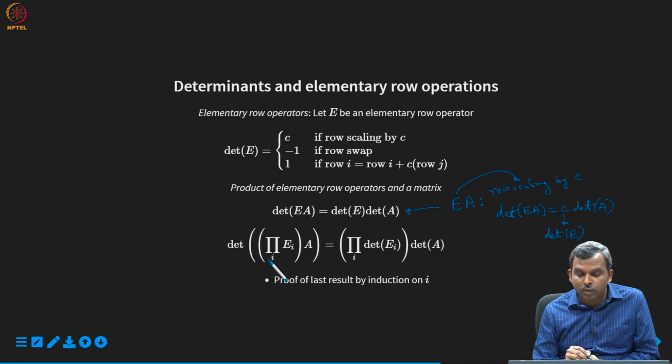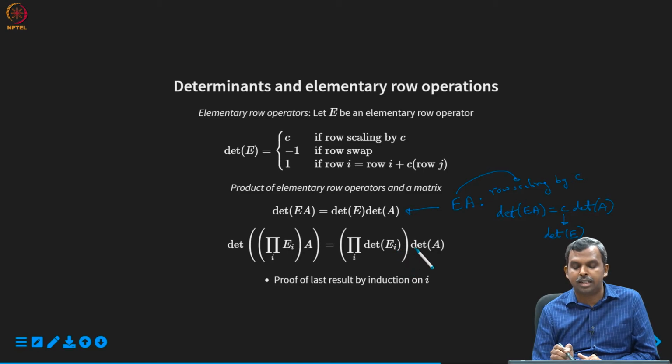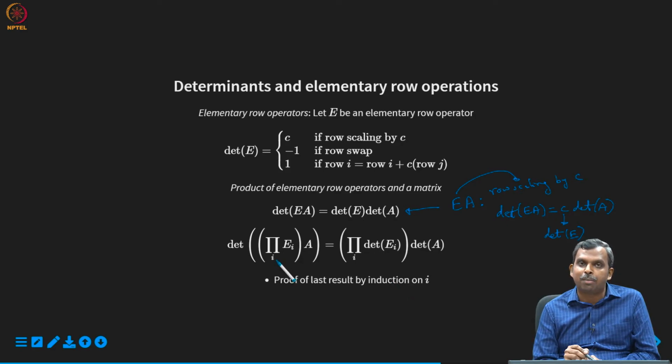If you do a product of several elementary row operators, again the determinant will multiply like this. Determinant of a product of several elementary row operators times A equals the product of the determinants of these EI and the determinant of A. You can do an induction argument here. It's not very hard, right? If it's true up to I, how do you show it for I plus 1? In I plus 1, you have only one row operator multiplying. When you have one row operator multiplying, already the result is true, right? So it's very easy to do an induction. It's a basic induction here. So you get this result.